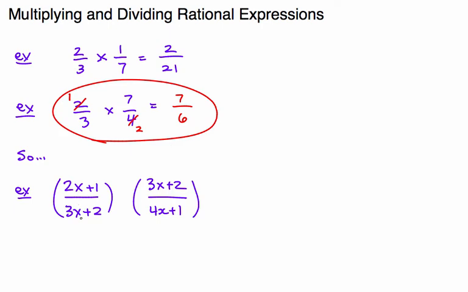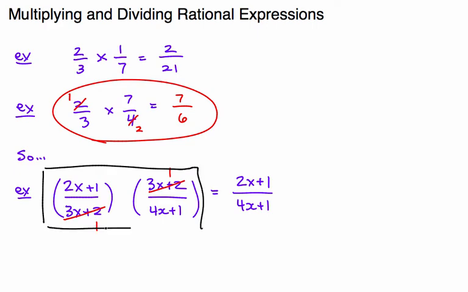So in this case, there's a 3x plus 2 on the numerator and on the denominator, and so the multiplication becomes a lot easier if you do that cancellation, and you'll get 2x plus 1 over 4x plus 1, and there's no common factors. Remember, you have to look for things that are multiplied for it to be a factor. There's no common factors on the numerator and on the denominator. And so we're done.